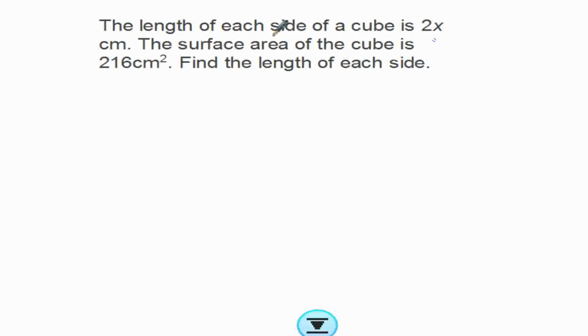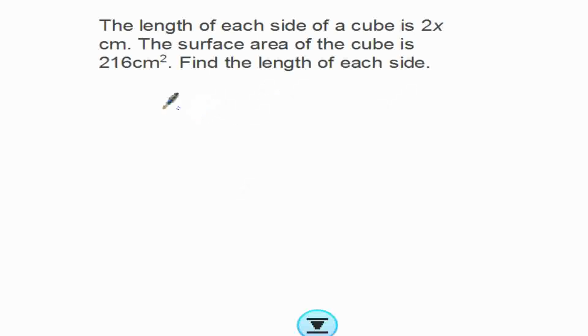Hello, in this video, we are learning how to deal with surface area of a cube. So we have a surface area of a cube. Question: the length of each side of a cube is 2x centimeters. The surface area of a cube is 216 centimeters squared. Find the length of each side.